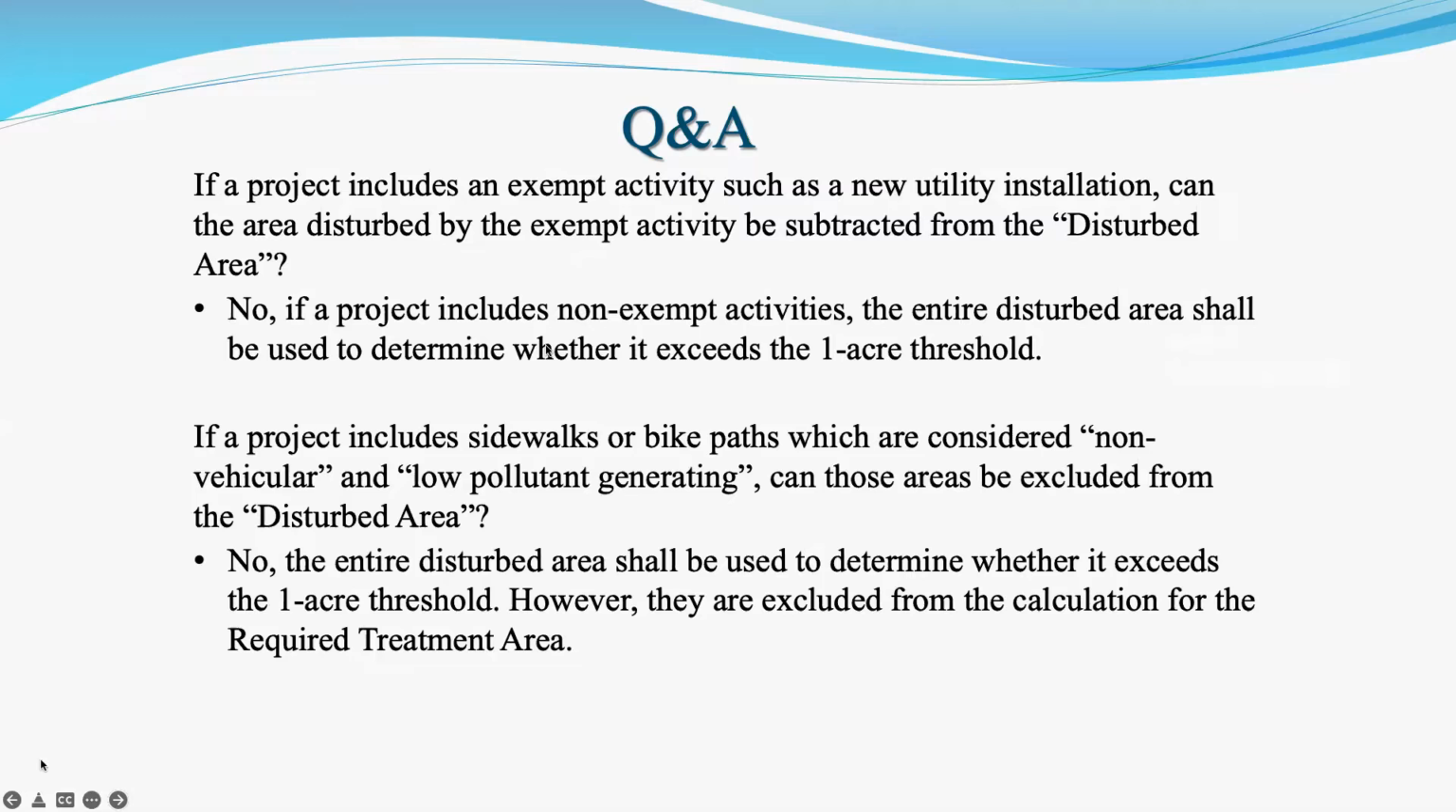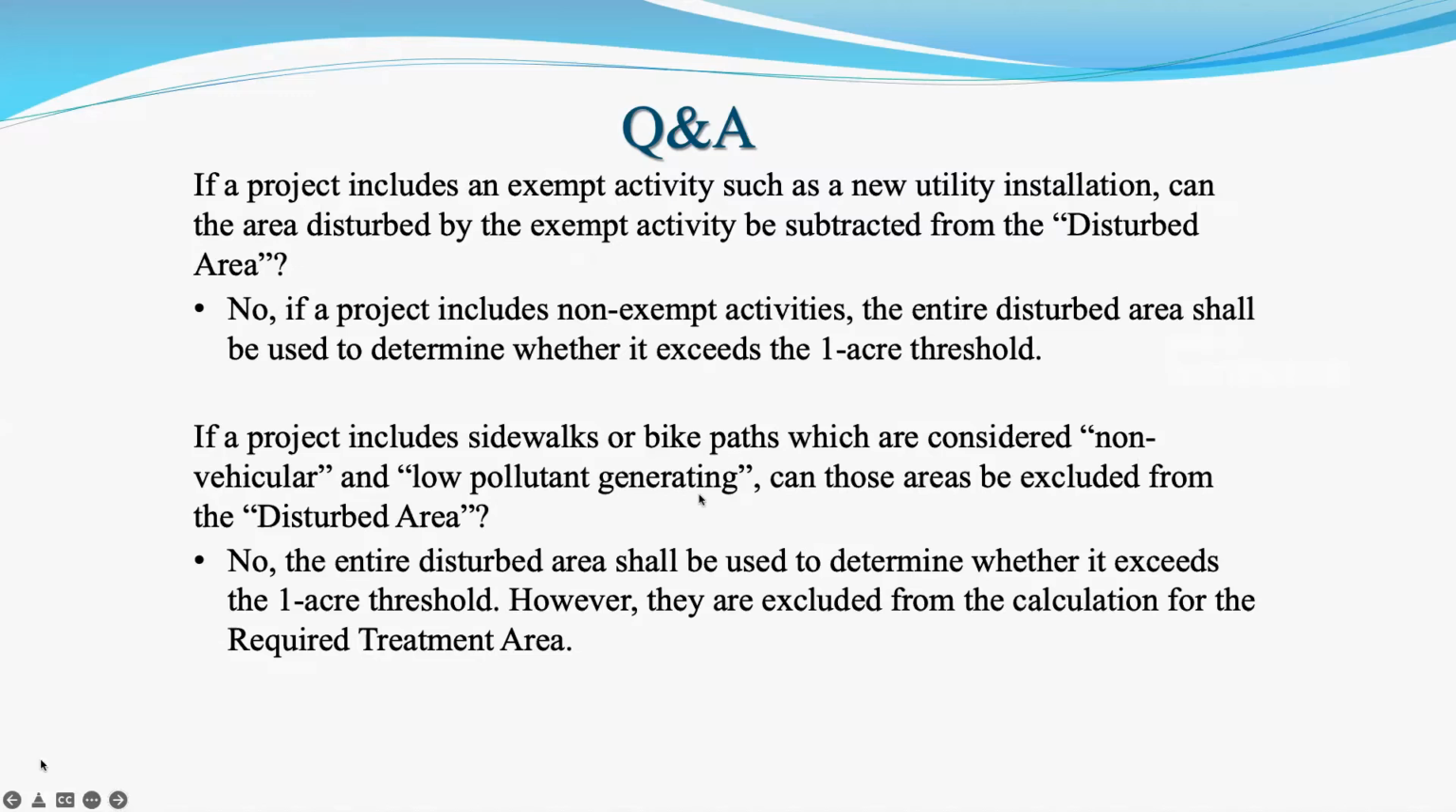So this gets a little bit into exempt activities. There are exempt activities, but how does that relate to a project that might include a combination of exempt activities and non-exempt activities? If a project area includes non-exempt activities, but also exempt activities, you do have to add those together to determine your 1 acre threshold. So you can't subtract the exempt activities from your disturbed area.